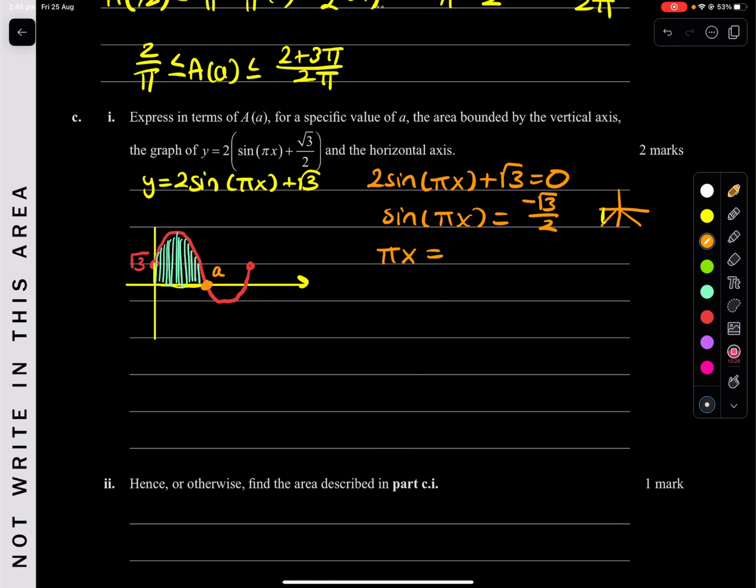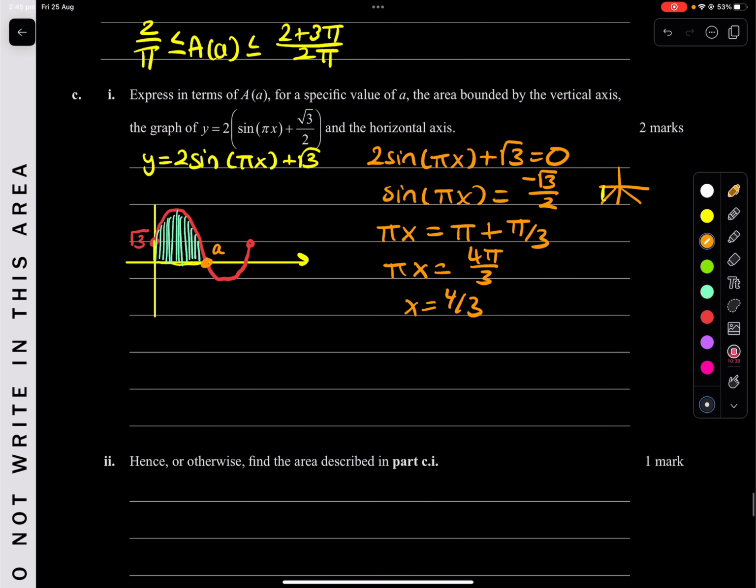So it'll be pi plus pi on 3. So pi x is 4 pi on 3. So x is 4 on 3, which is your a value, actually. So a equals 4 on 3. That's your specific value of a. And it says express in terms of a on a for a specific value.